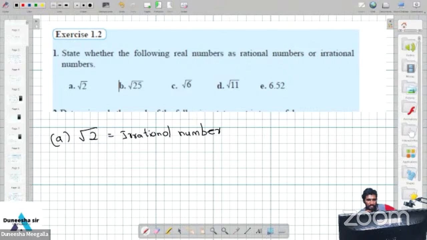එතකොට root 25 කියන එක මොකද වෙන්නේ? Rational number. Kasundi, Tarul, can you understand it? Yes, sir. Root 25 කියන එකට finite value එකක් තියෙනවා නේද? It's a rational number. අපිට value එක තමයි 5. It's a rational number.